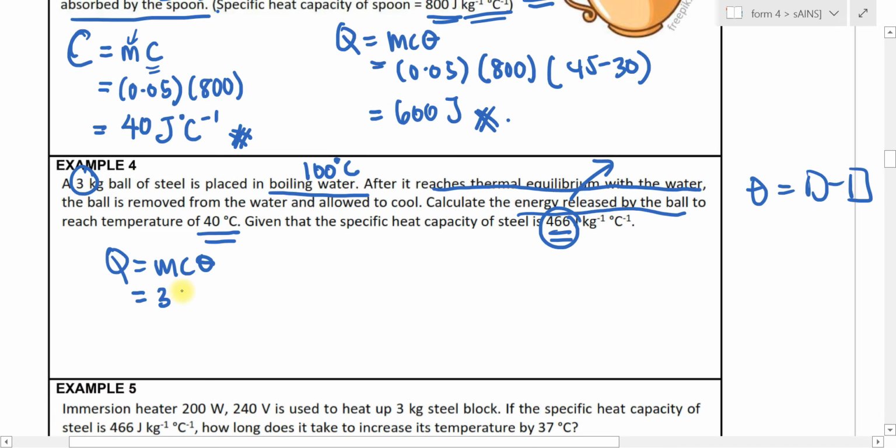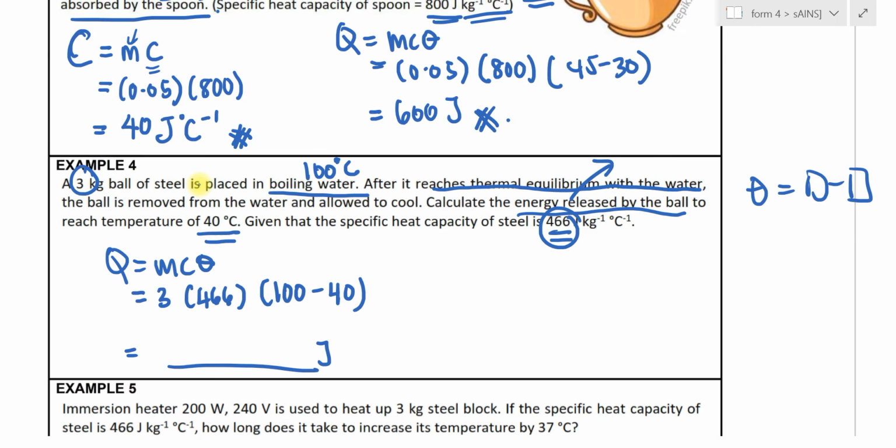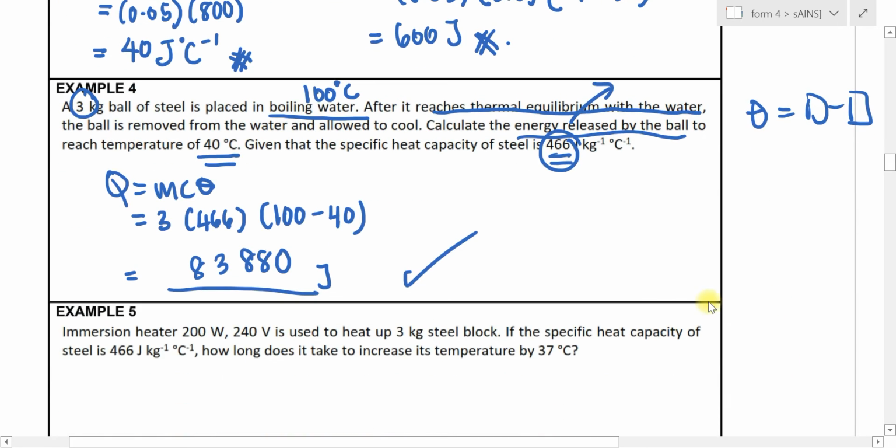Right, mass tu 3 kg, C tu 466. Theta is 100 minus 40. What joule? Wait, answer. Okay. 83,880 joule. Okay, good. Next question.